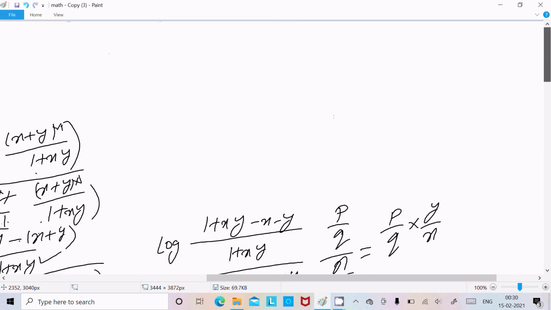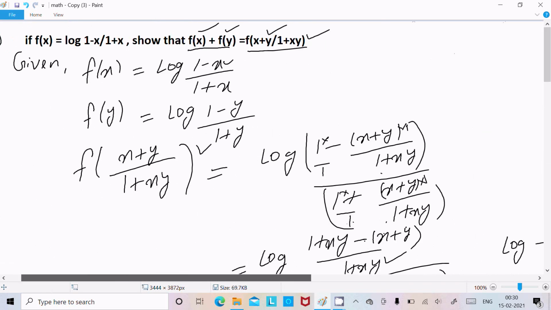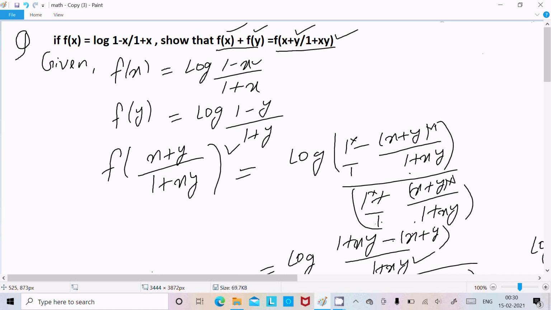So this is the way we can prove this kind of questions. First we need to calculate this one: f(x) value is already given, f(y) that I put, and f((x + y)/(1 + xy)) that I calculated. Next we need to add these two. It comes the same value as f((x + y)/(1 + xy)).